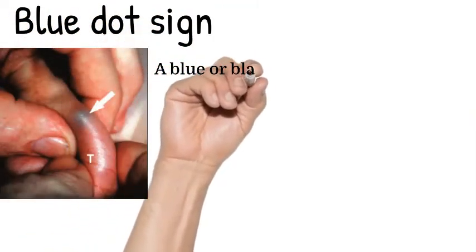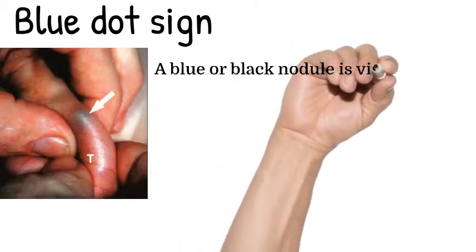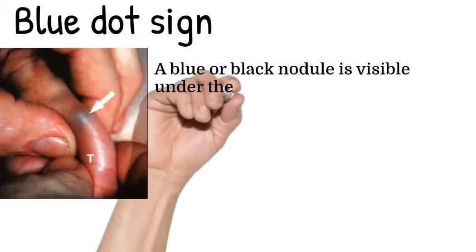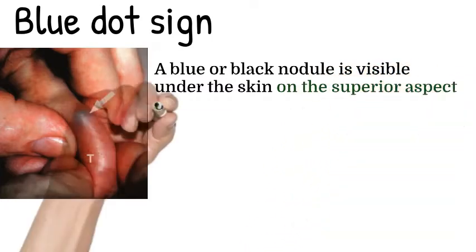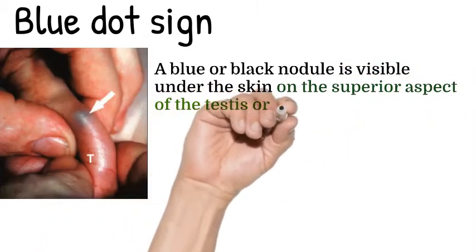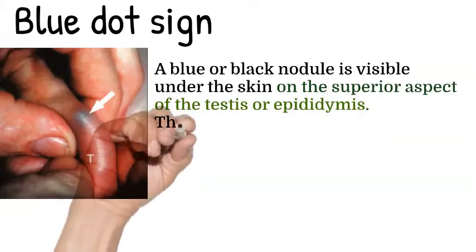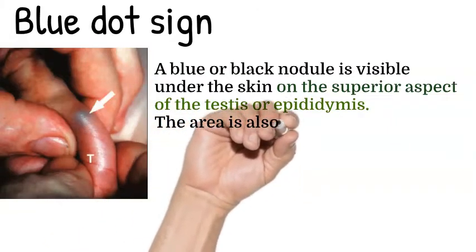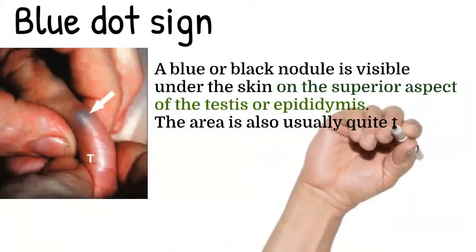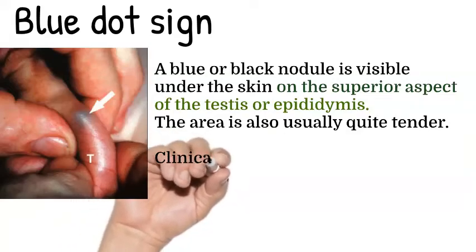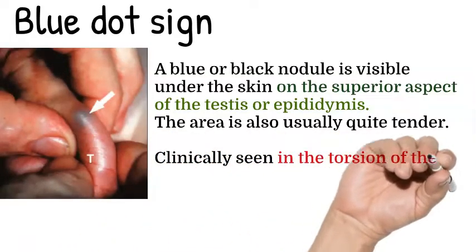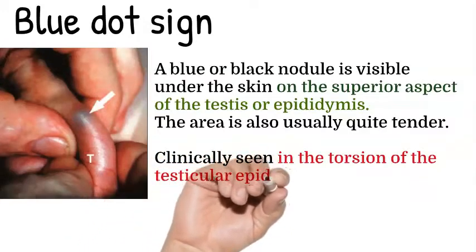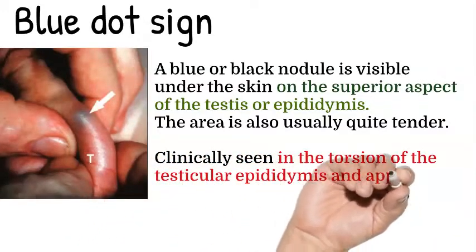Blue dot sign. As we see in this picture, there is a blue or black nodule visible under the skin on the superior aspect of the testis or epididymis. The area is also usually quite tender, and this is clinically seen in the torsion of the testicular appendages and epididymis.